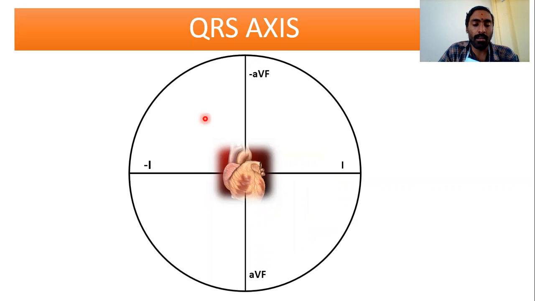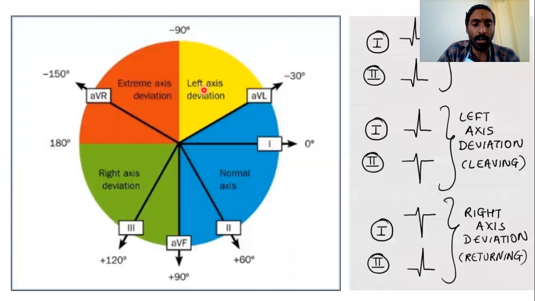If it's going to be here, then it's going to be negative in lead 1 and negative in AVF, which is called an extreme axis. And here it is going to be negative in lead 1 and positive in AVF, it's called a right axis. So once we see this, this is called the axis. Here we see left axis is beyond minus 30. That means there is a part of the quadrant here that is going to be physiological.